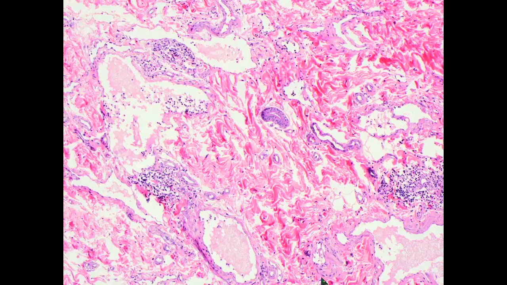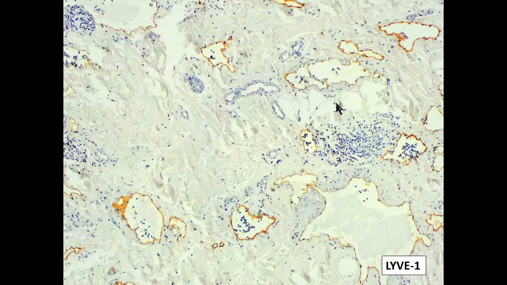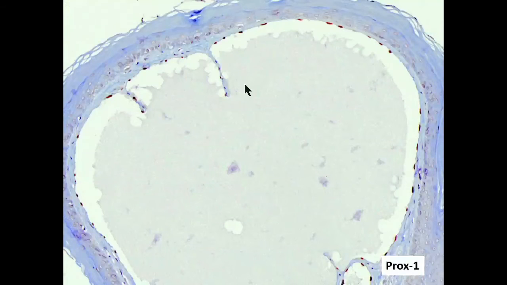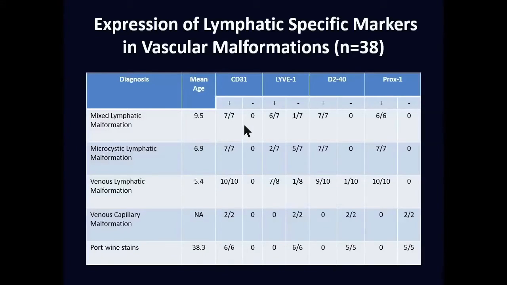So really quite remarkable. We can actually see that LYVE-1 highlights very nicely these larger vessels, same picture that I showed before, same field. And LYVE-1 also highlights these deeper structures, again, lymphocytes within the lumen. And this is PROX1 highlighting the endothelial cells, and PROX1 highlighting the endothelial cells in the deeper vessels.